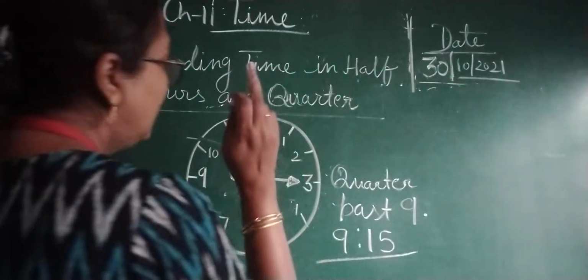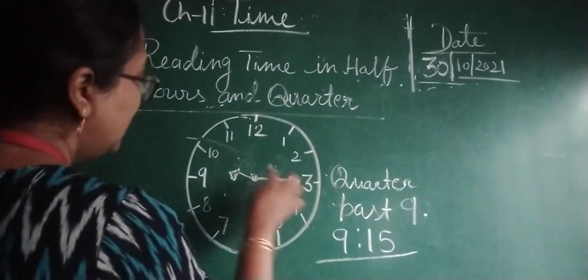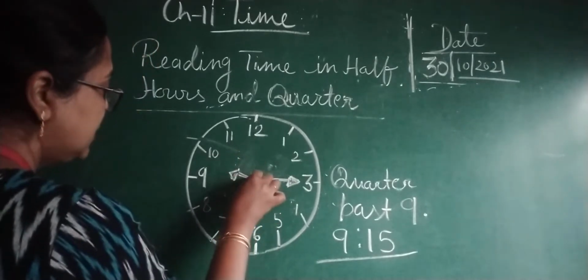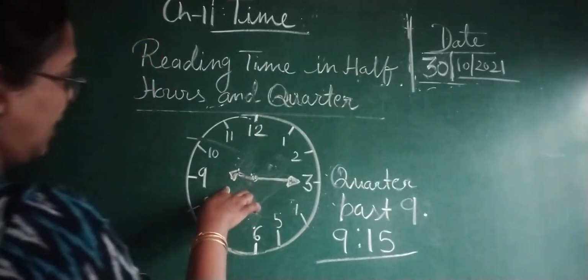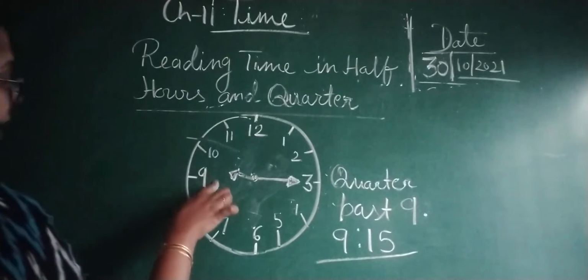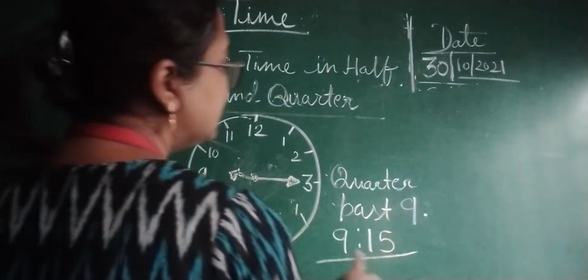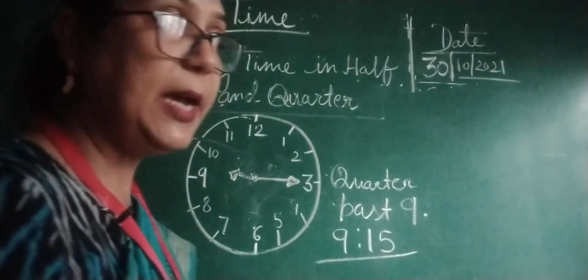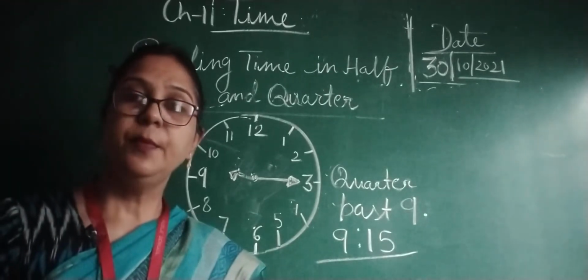जब भी आपका big hand is always at 3 and the shorter hand is in between two numbers, you have to see which number it denotes. ये किस नंबर को इशारा कर रहा है. तो this is indicating 9 और this is at 3. So here quarter past 9. This is 9:15. Okay. So quarter past, I think it is clear. ठीक है. Now we are going to start the next one.